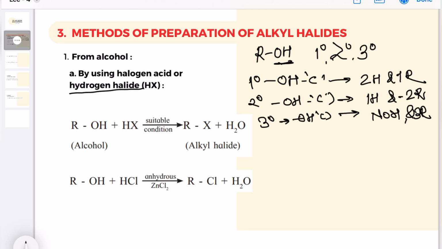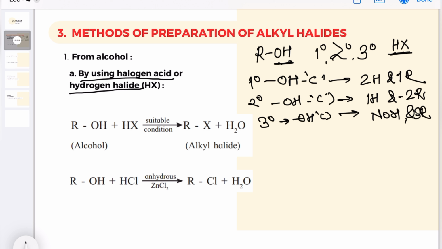So the very first reaction is by using the hydrogen acid or the hydrogen halide, that is HX. HX means what? H is the representation of hydrogen and X is the symbol for the halogen. So it is called hydrogen halide or halogen acid. It is an inorganic acid, so there is absence of the carbon group, just because of the presence of hydrogen and halogen together, so it is known as halogen acid.